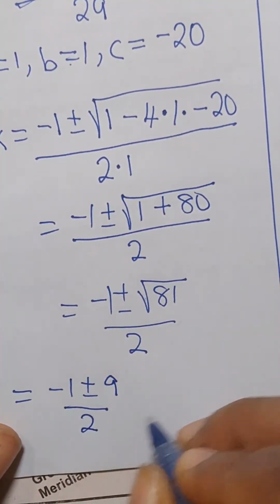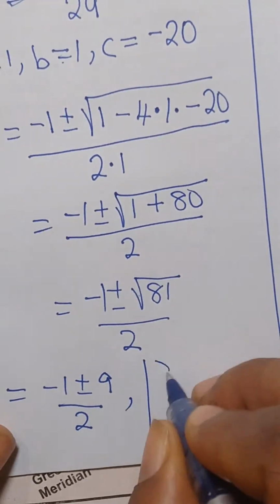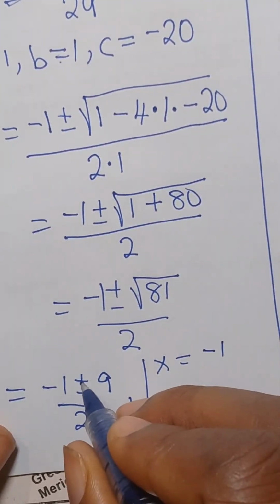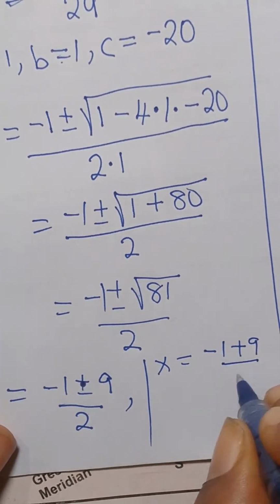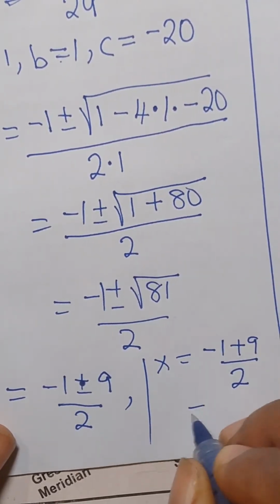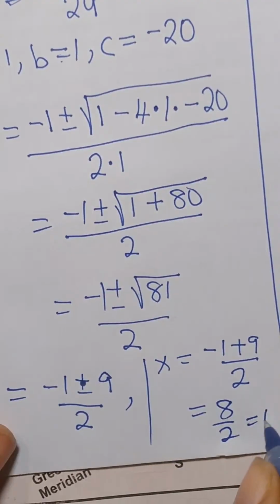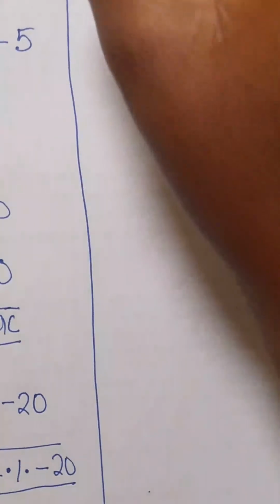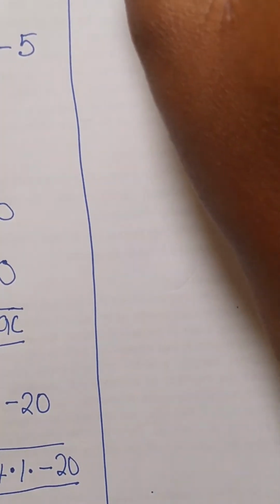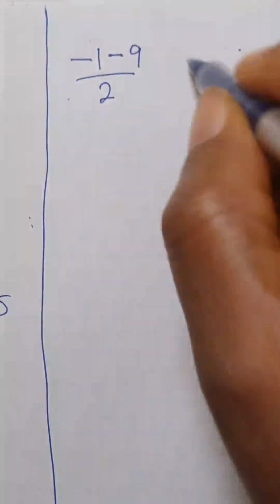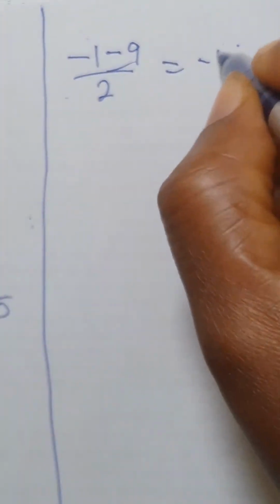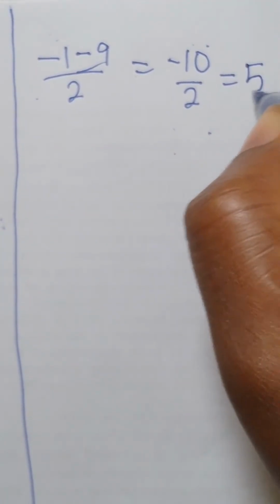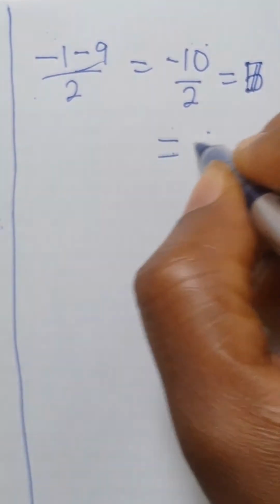The square root of 81 is 9. If you take the plus sign, we have minus 1 plus 9, which gives 8, and 8 over 2 is 4. So the first solution here is 4. Now if we take the minus sign, we have minus 1 minus 9, which gives minus 10, all over 2, and minus 10 divided by 2 gives minus 5.